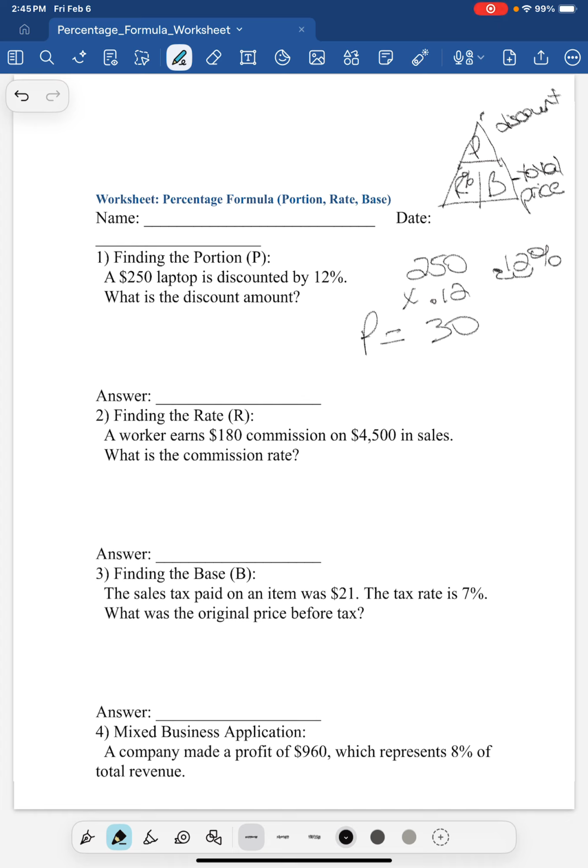Now we have another question. We want to find the rate. Remember, the rate is going to be a percentage. Let's make the triangle again so we can fill in our blanks. Okay. We're looking for rate. This is what we're trying to find.